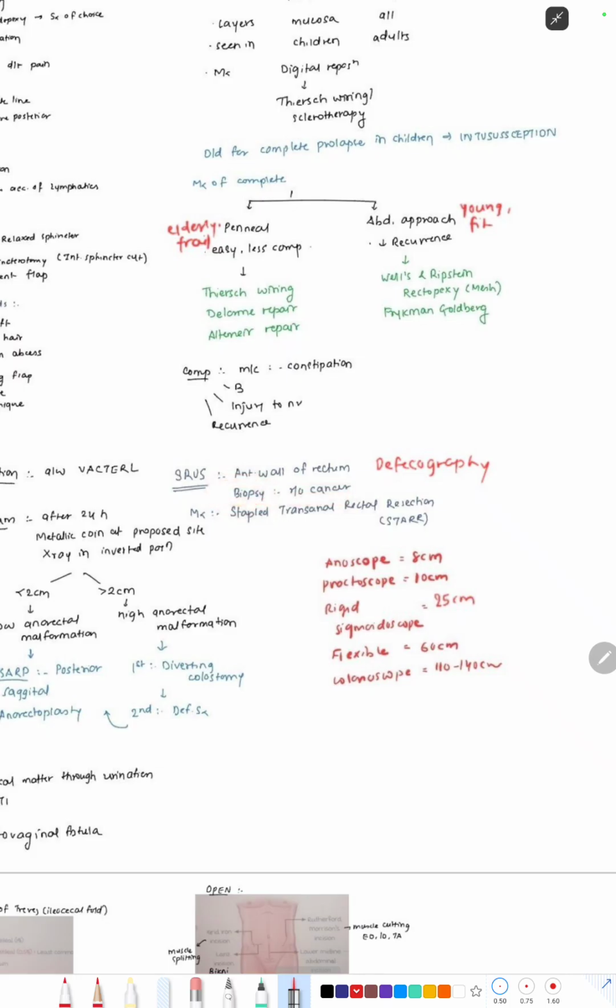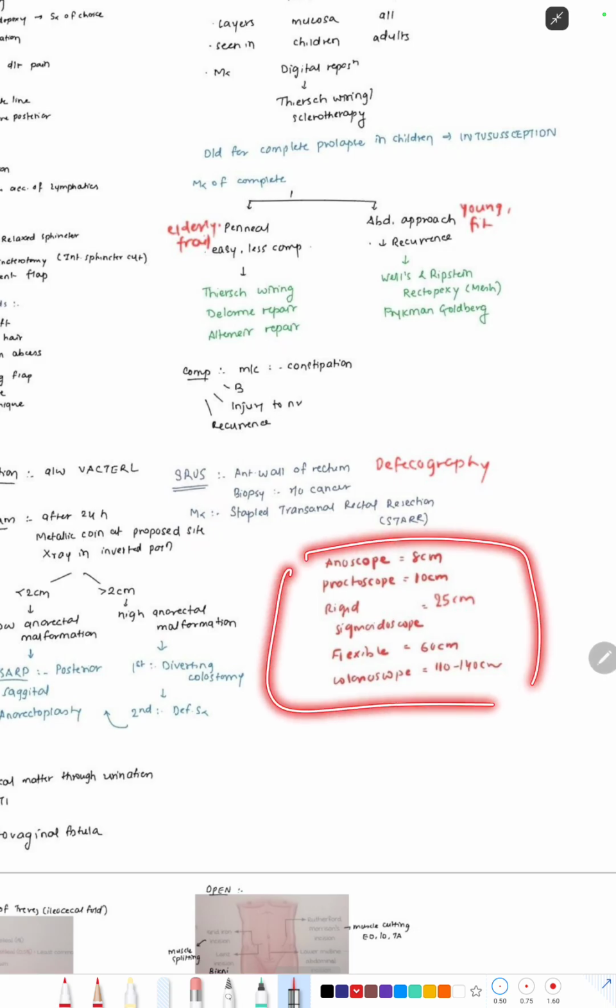It helps us to rule out ulcer, but overall the radiological investigation of choice is the defecography. Management is the STAR, that is stapled transanal rectal resection procedure. The different devices and their lengths.